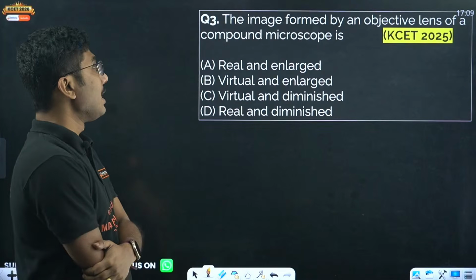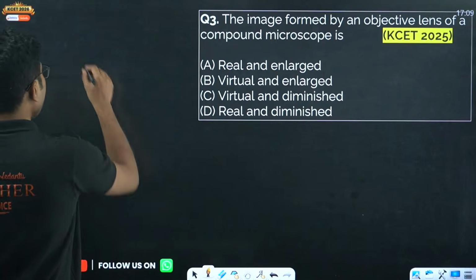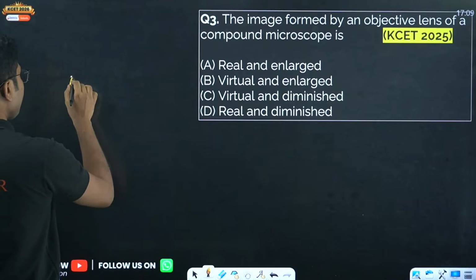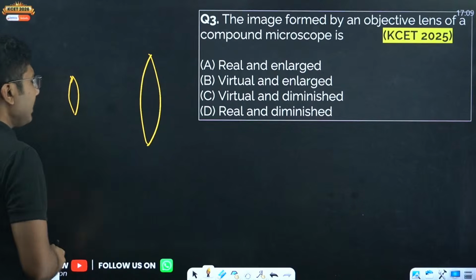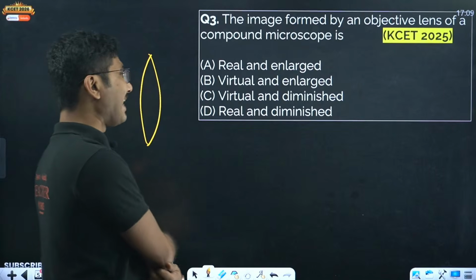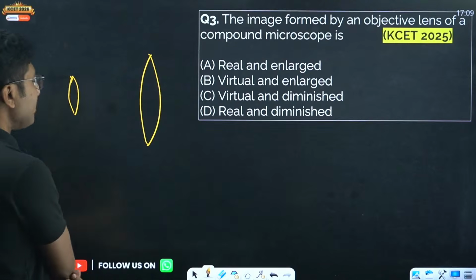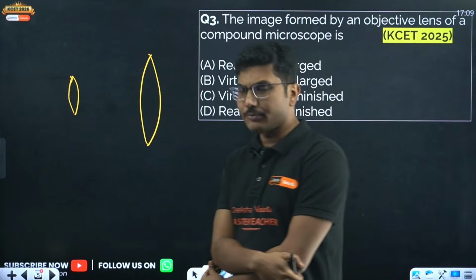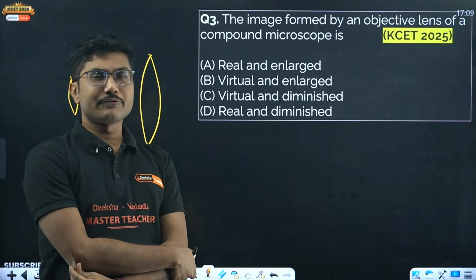That is important. The image formed by the objective lens of a compound microscope. Generally we know that in a compound microscope the objective is smaller and the eyepiece is bigger. So what is the image formed? Real and enlarged, virtual and enlarged, virtual and diminished, real and diminished. Remember that the objective of a microscope or a telescope always forms a real image.